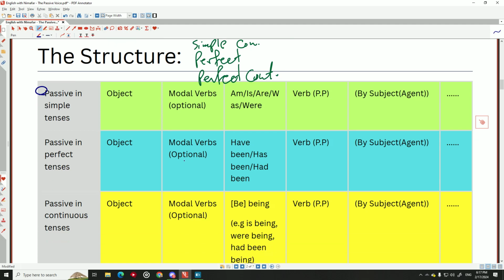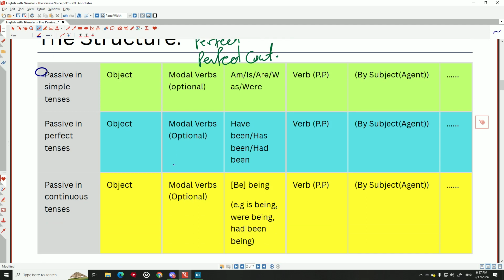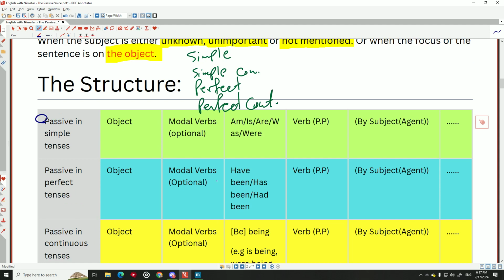Future is not mentioned in this PDF because it is considered upper intermediate, but this PDF is tailored for intermediate students. But we will talk about it. So you can use will be. Then you use the past participle of the verb. Like go, went, gone. We need gone. We don't need go. Or steal, stole, stolen. The third form, the past participle form of the verb.